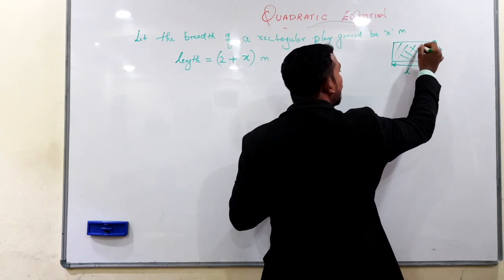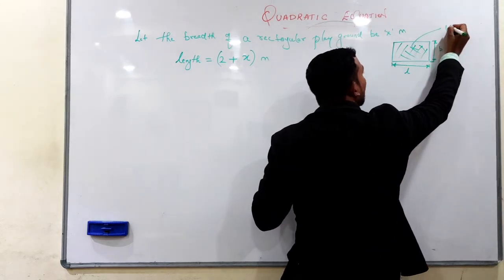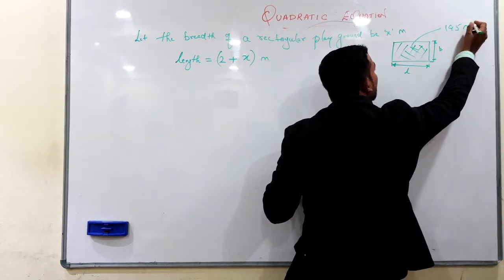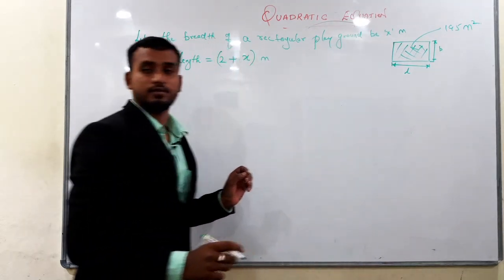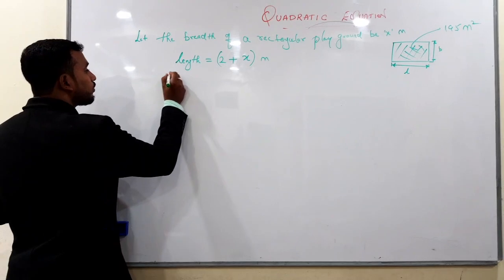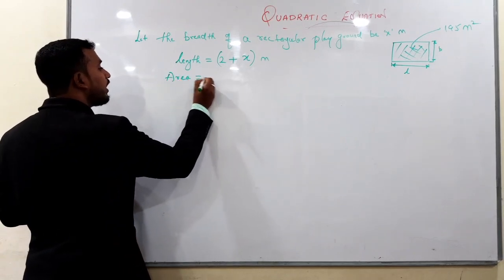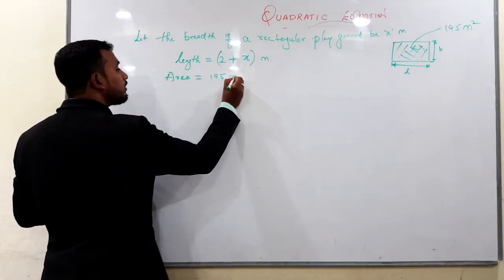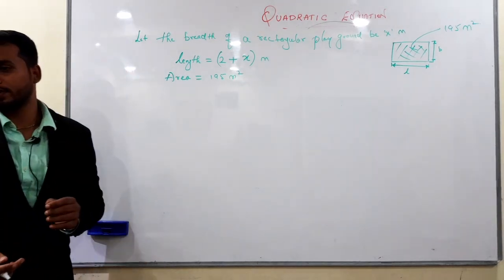This complete area is how much? How much is area? 195 square meter. That means meter square. It's nothing but 195 meter square. So now we can say area is 195 square meter. Square meter means meter square.